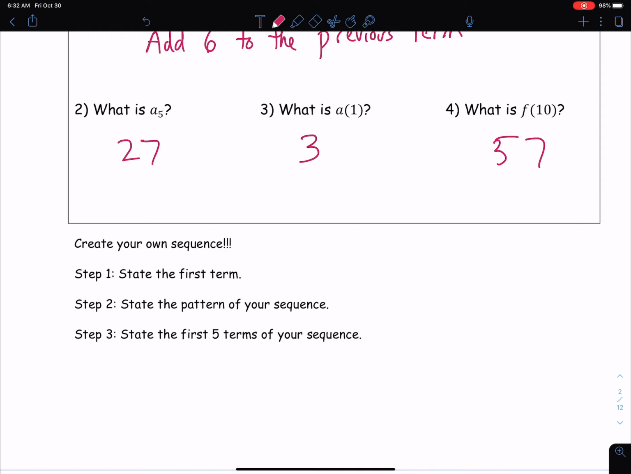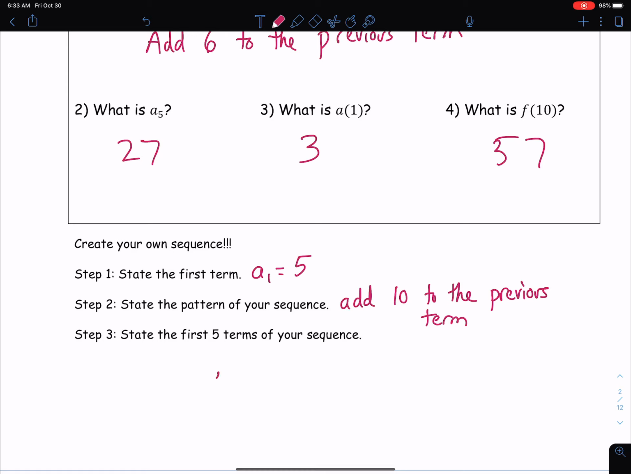So I'm going to create a sequence. We'll say the first term is, and you can really do anything here. I'm going to say the first term is 5. Keep it a simple sequence. And state the pattern of your sequence. I'm going to add 10 to the previous term. You guys could multiply. You guys could divide. You guys could subtract. I'm just adding for this one.